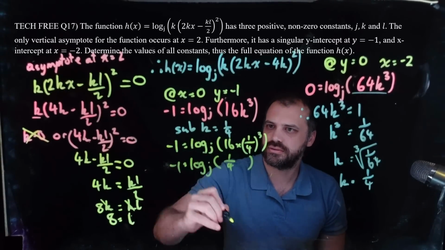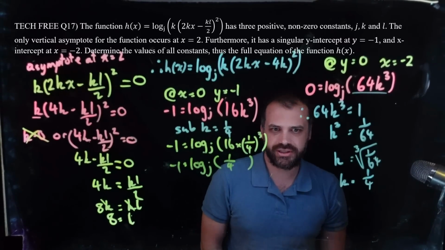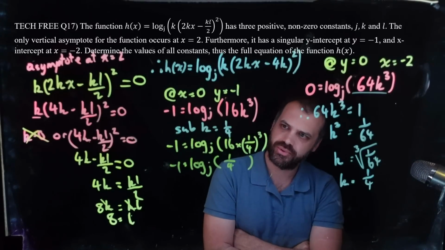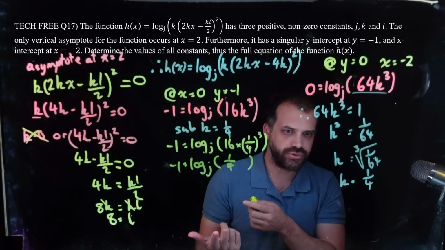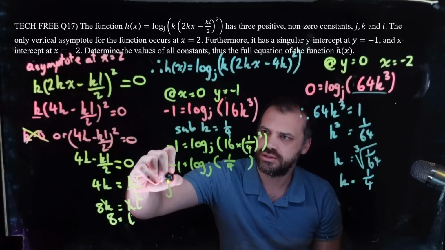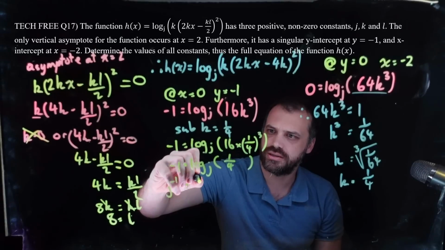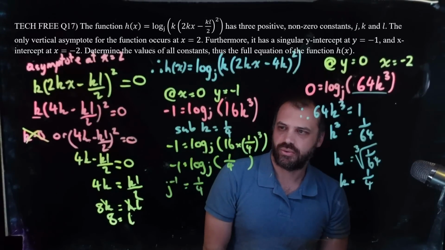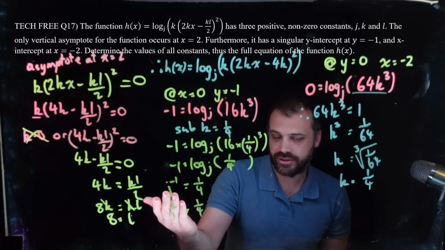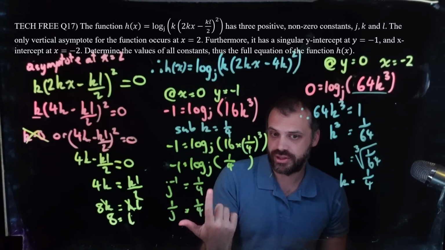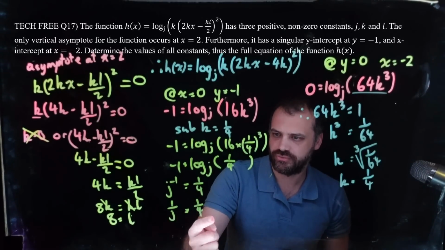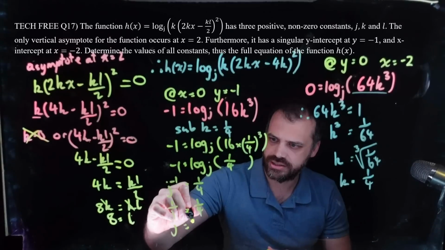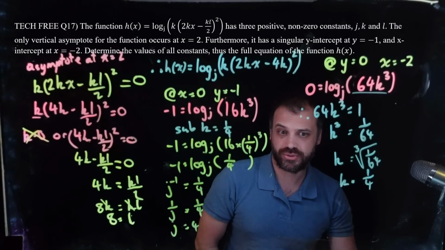Alright. And it feels like I'm kind of stuck at this point. But maybe not. Maybe I can write this in exponential form. So maybe I could say that j to the -1 equals 1 on 4. J to the -1 is just 1 on j. So that means that j is equal to 4. 1 on j equals 1 on 4. That means that j is equal to 4. I think our job's done.